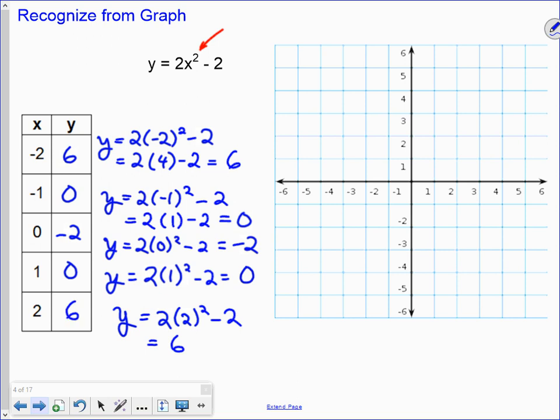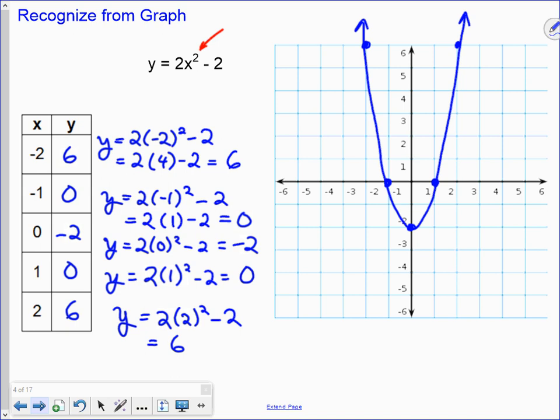So let's plot these points here. Negative 2, 6 is up here. Negative 1, 0 is down here. 0, negative 2 is down here. 1, 0 is here. And 2, 6 is up here. So if I draw a nice smooth curve between these points, here is the graph of my quadratic relation.